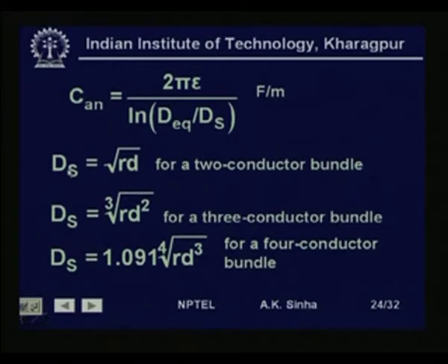So, for a two conductor bundle, as we had seen earlier, the self distance ds is equal to square root of R into D. For a 3 conductor bundle, the self distance ds is equal to cube root of R into D square, and for a 4 conductor bundle it is equal to 1.0491 fourth root of R D cube. This we had seen in the last lesson.